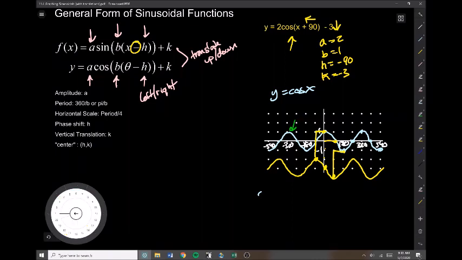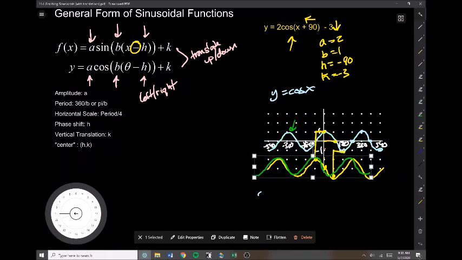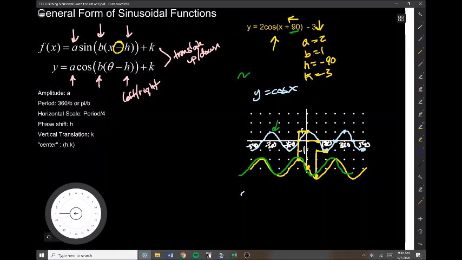Let me see if I can get a nice clean curve I can do that with. Just going to trace this one, try to grab it, and move it left 90, 1, 2, 3, down 3. You get that graph. That's all this is doing right here. This is just a translation, left 90, down 3. I still have to deal with the amplitude, however.